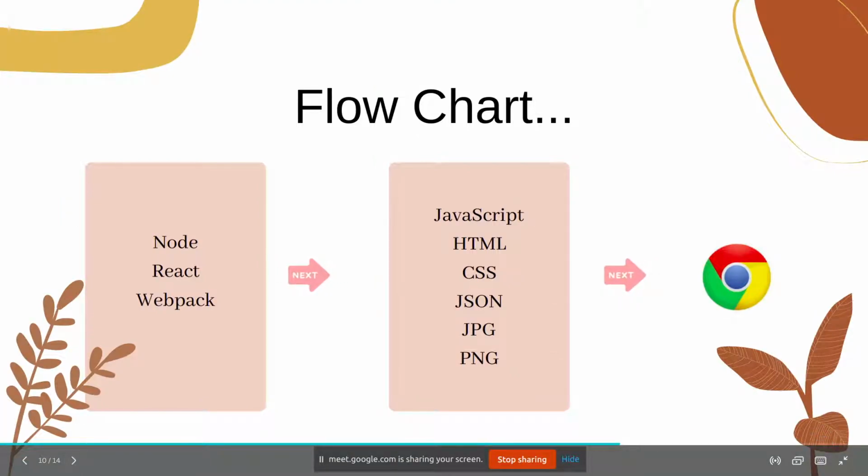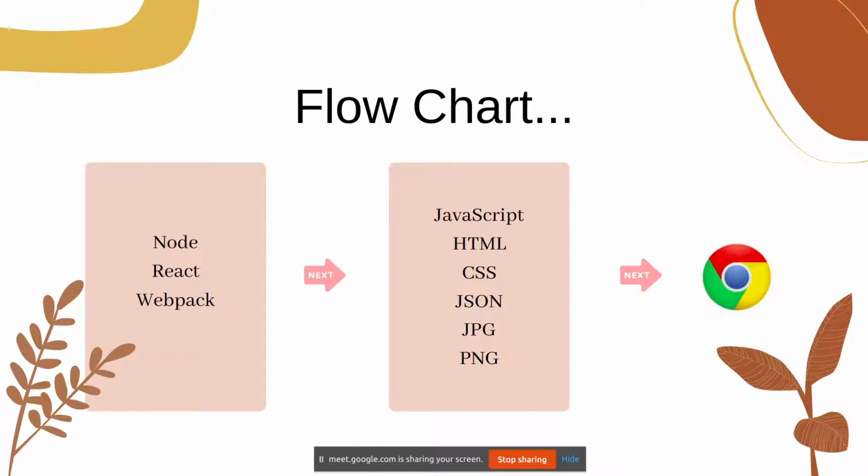In the initial stage of the project making, we code in Node, React, Webpack, but this programming language is not understood by our web browser. So we convert it into JavaScript, HTML, CSS, JSON, and for the images, we use JPG and PNG extensions.